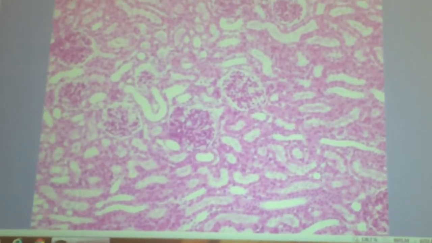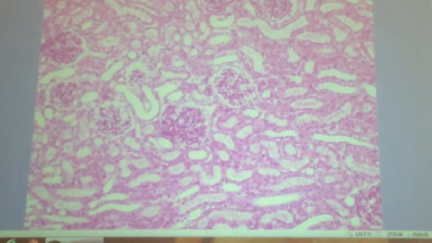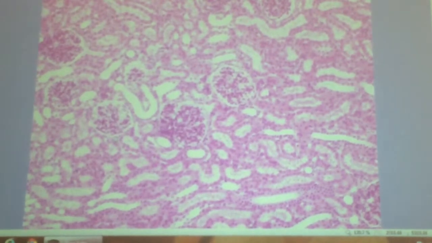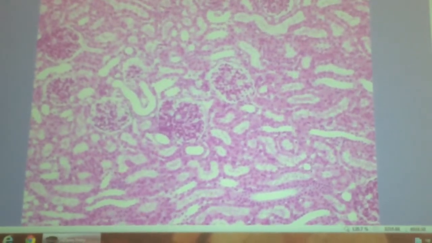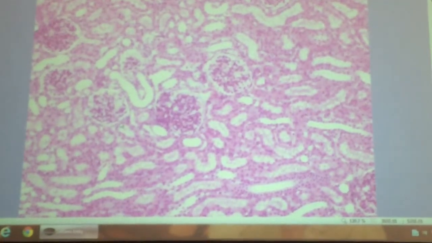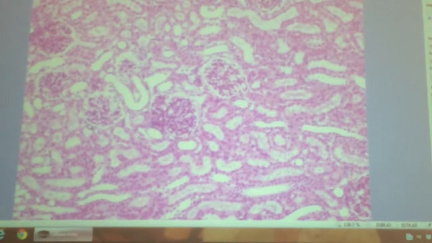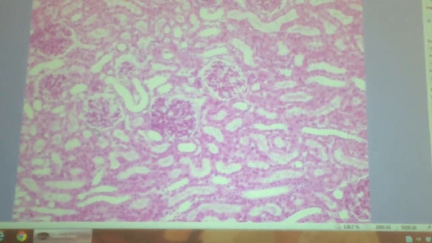Okay, so this right in here, what is this? This is a glomerulus, and this is another glomerulus. And can you see the white space around it? That is what? The capsular space. And do you see these little cells right here? They're very, very flattened. This is what?